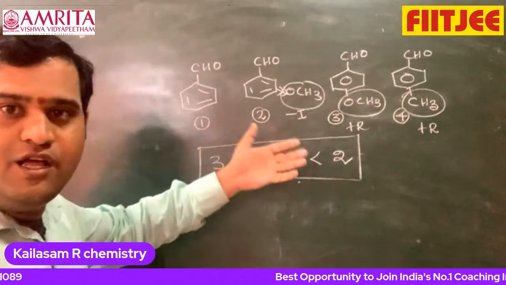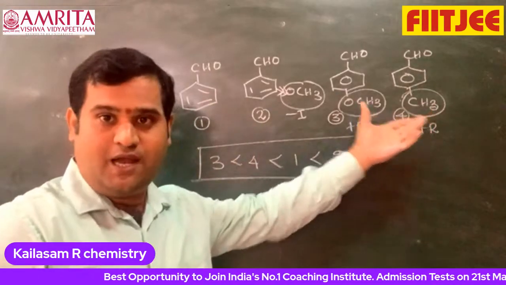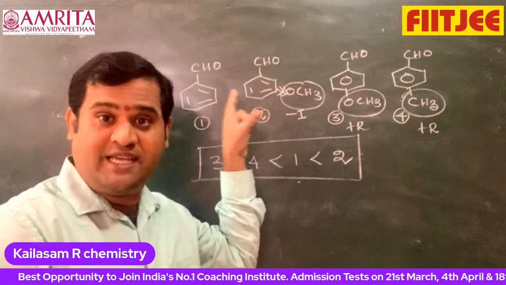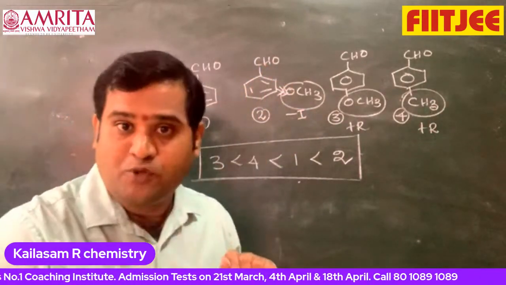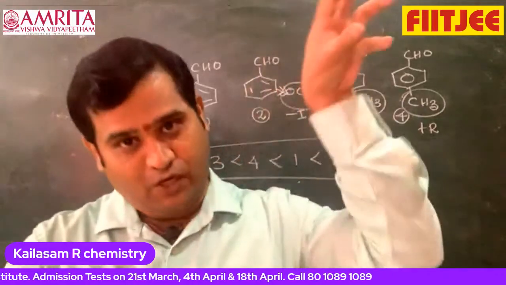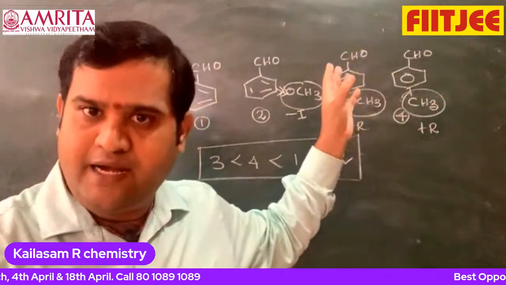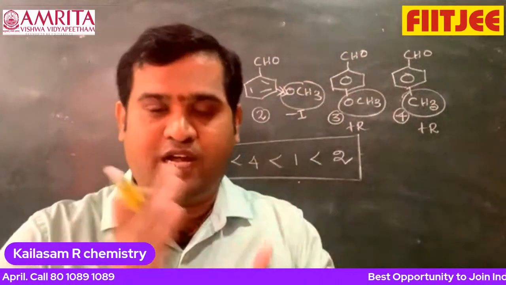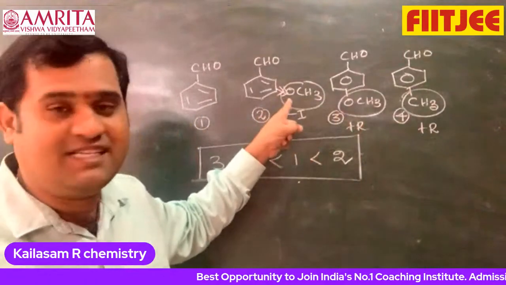This is the real JEE Mains question of 2020. Repeating again: there are +R and -I effects. Why does this act as a -I? Because with respect to CHO, OCH3 is attached at the meta position. Any substituent, whether phenol, carboxylic acid or aldehyde, attached at the meta position, we should consider as a +I or -I effect. So here OCH3 acts as a -I.